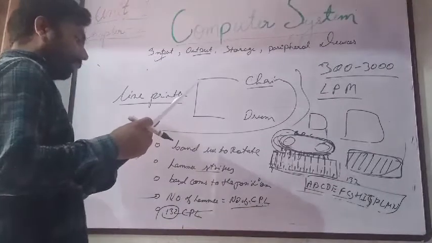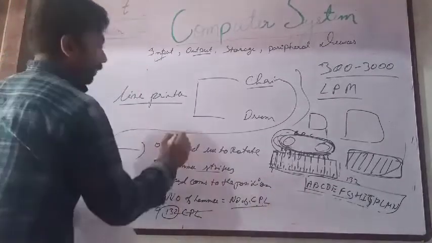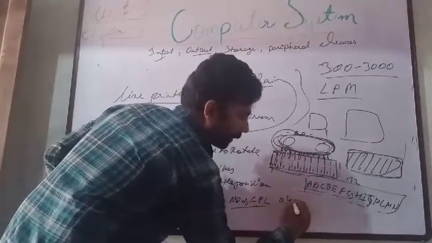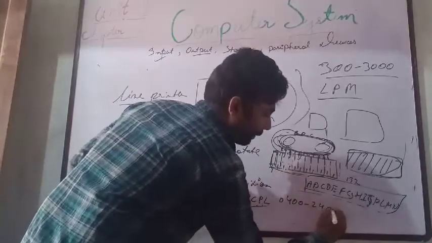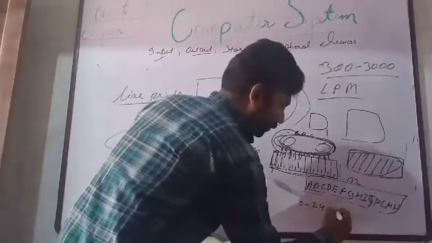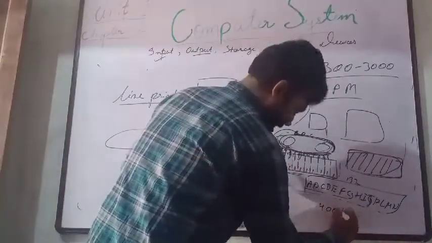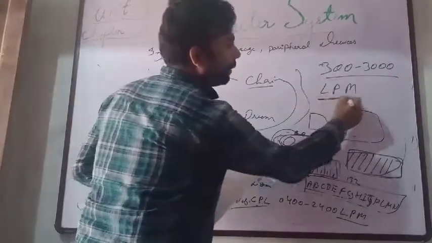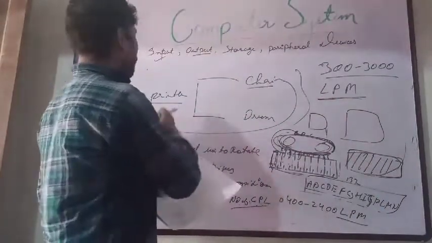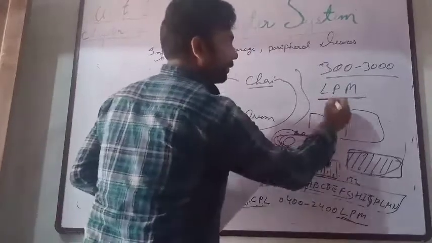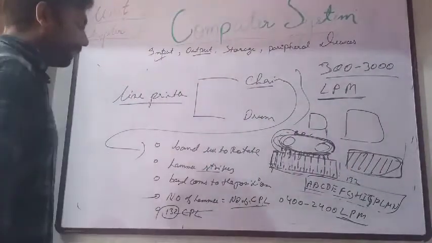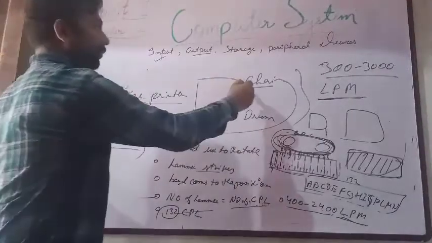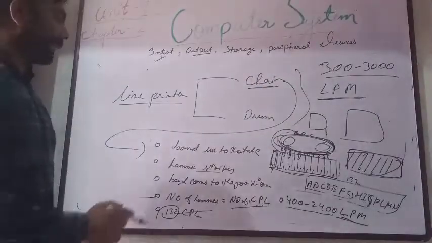And the last point, 2400 lines per minute. The speed of the line printer is measured in lines per minute. Understood? Lines per minute. This much speed is there generally for the chain printer. So for the chain printer, all the points have been cleared.